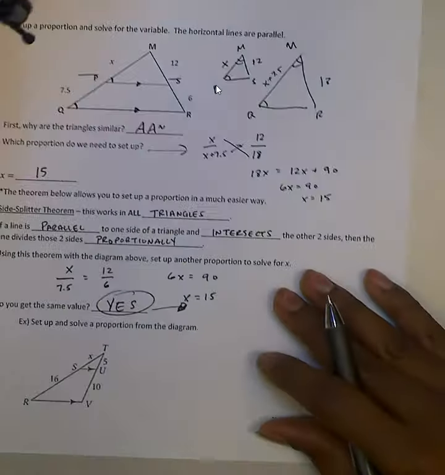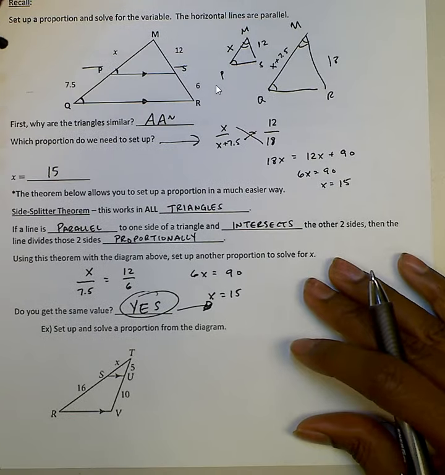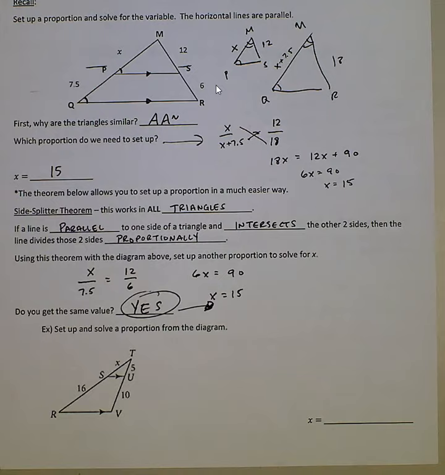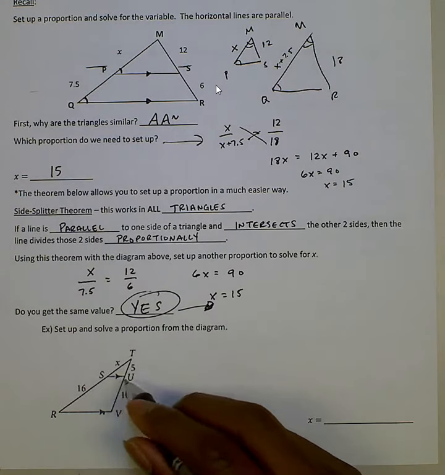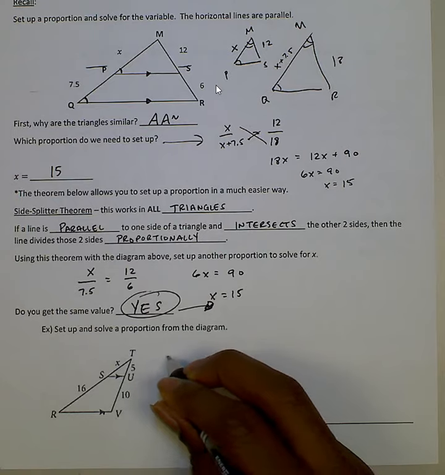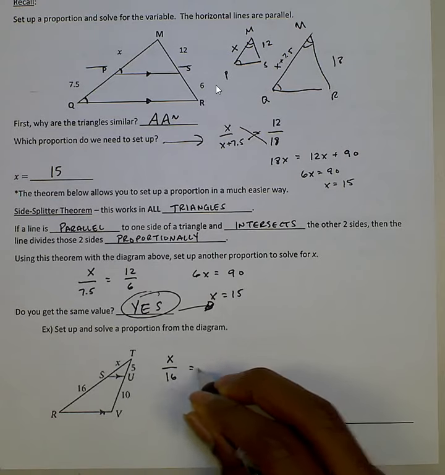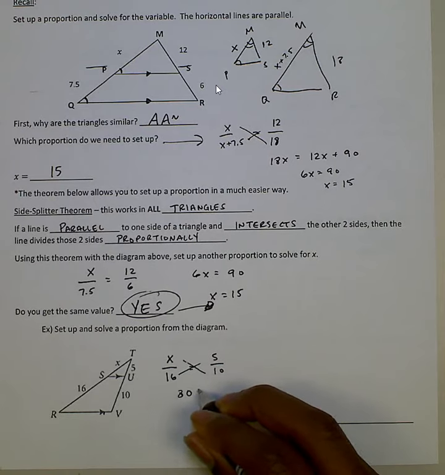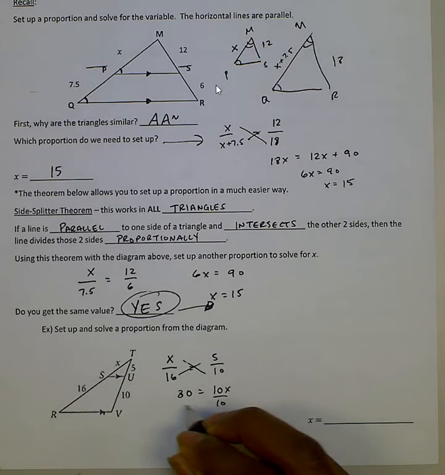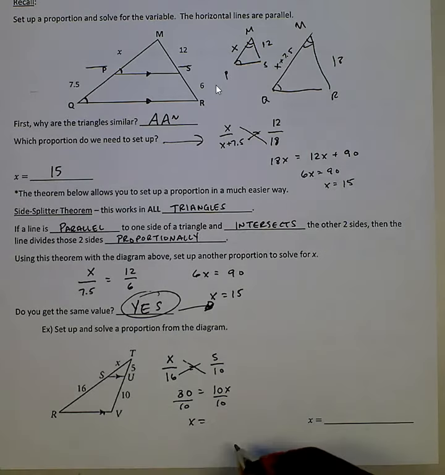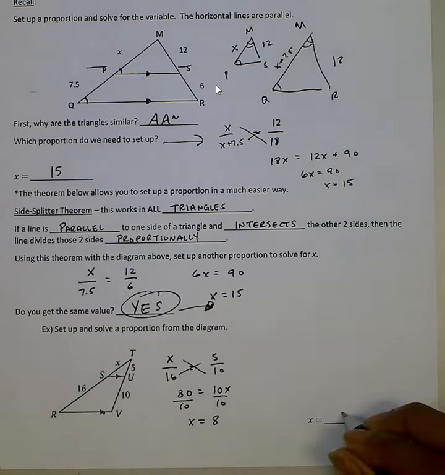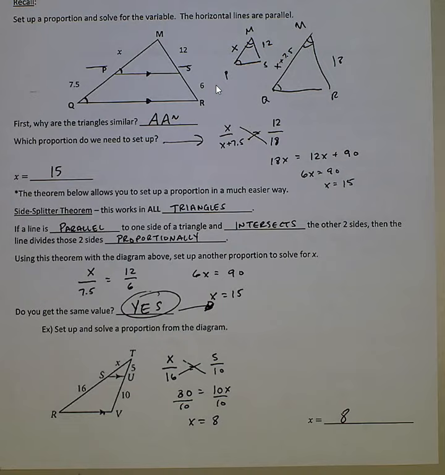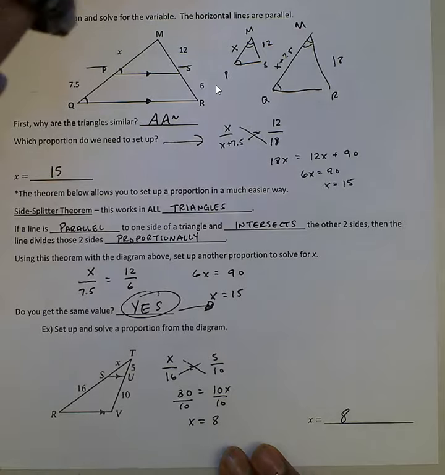Okay, so let's look at another example of this using the side splitter theorem. Okay, so we have parallel lines, parallel to one side, intersects the other two, and so we know it should cut this proportionally. So we can say x over 16 equals 5 over 10. Cross multiply, that gives us 80 equals 10x. Divide by 10. That means x equals 8. So a little bit nicer than having to set up those longer proportions.